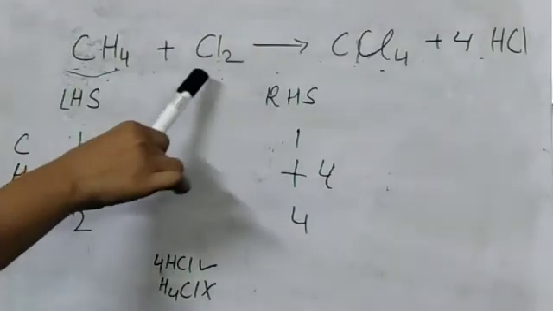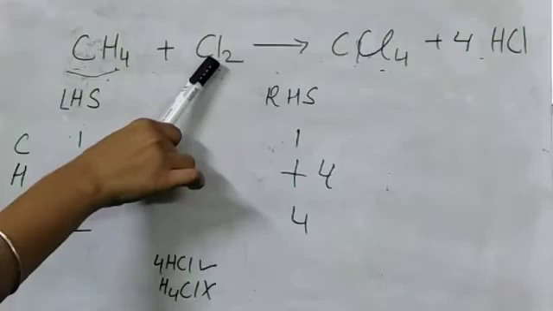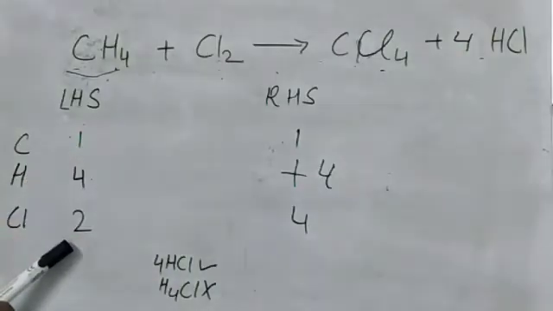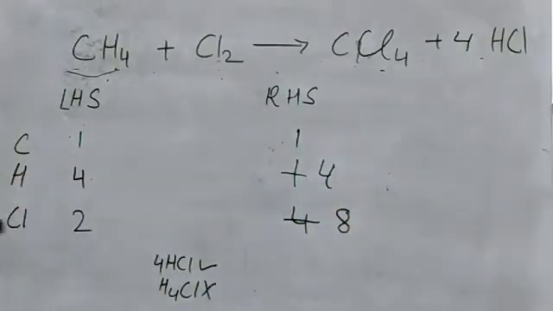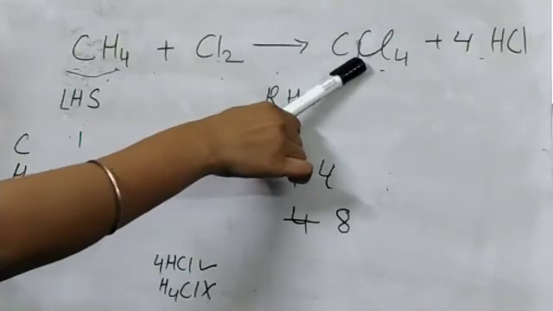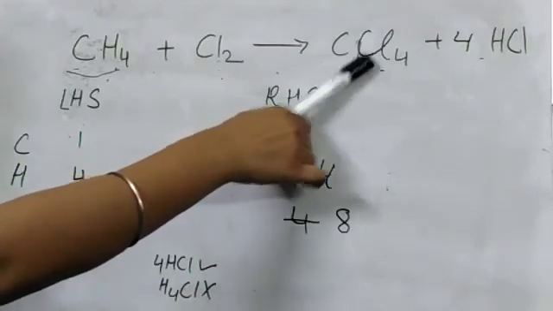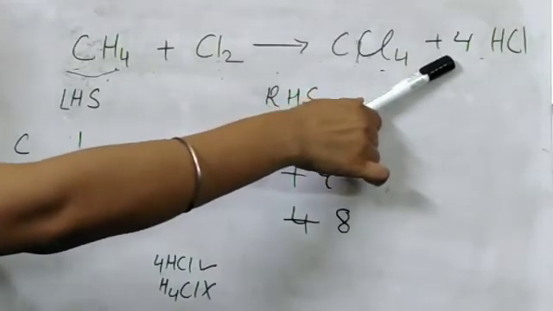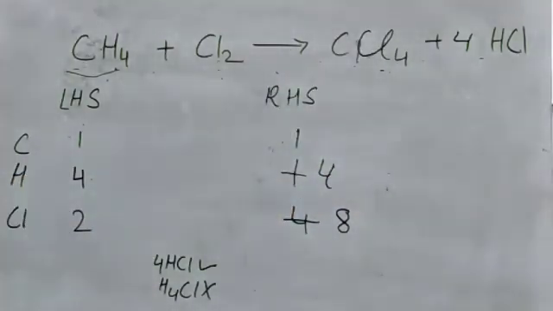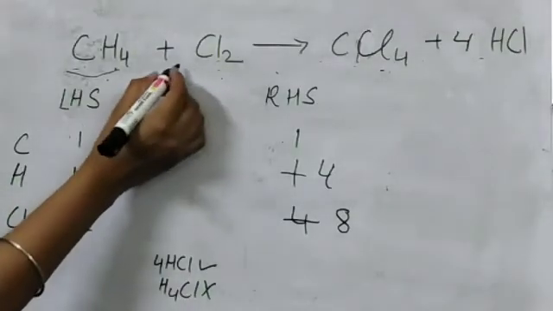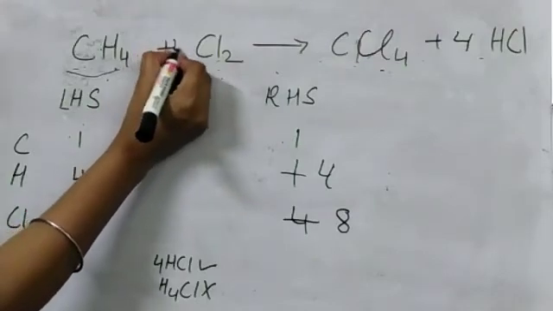Now count the chlorine atoms. There are 2 chlorine atoms on the left hand side and 8 chlorine atoms on the right hand side: 4 in carbon tetrachloride and 4 in hydrochloric acid. So now we balance chlorine atoms. To balance chlorine atoms, we multiply Cl2 on the left hand side by 4.